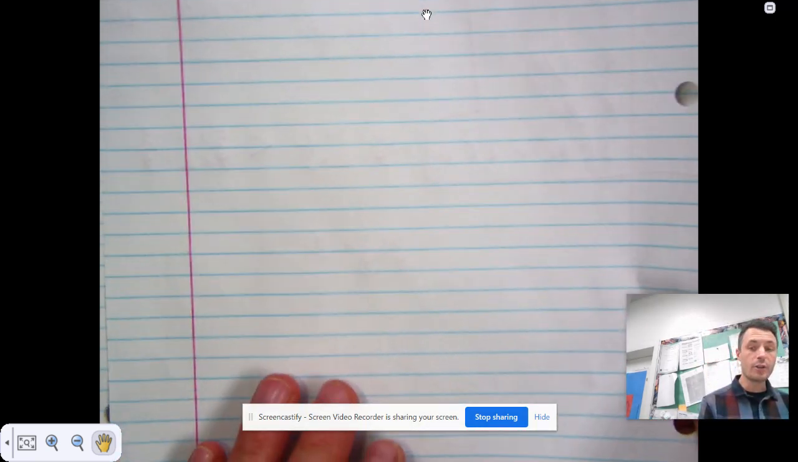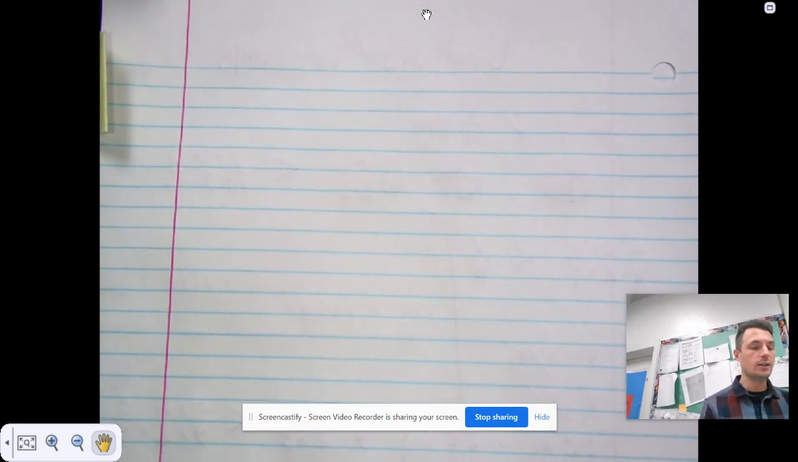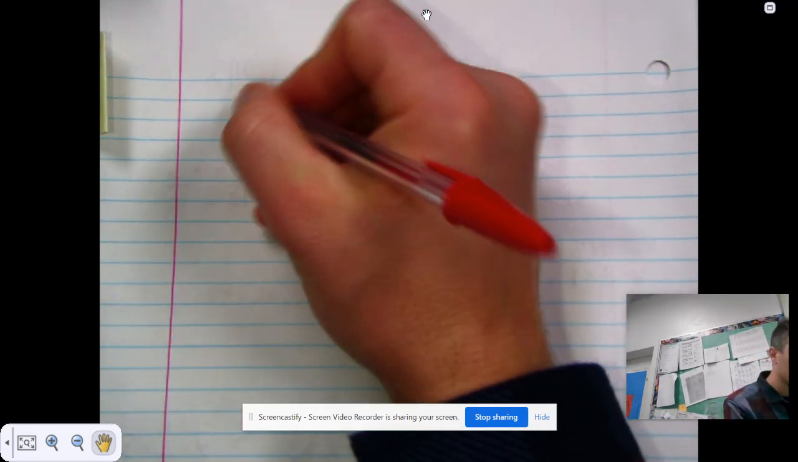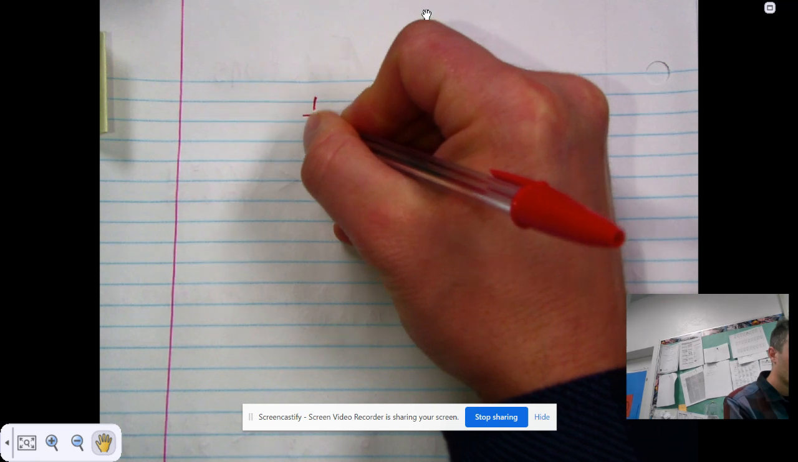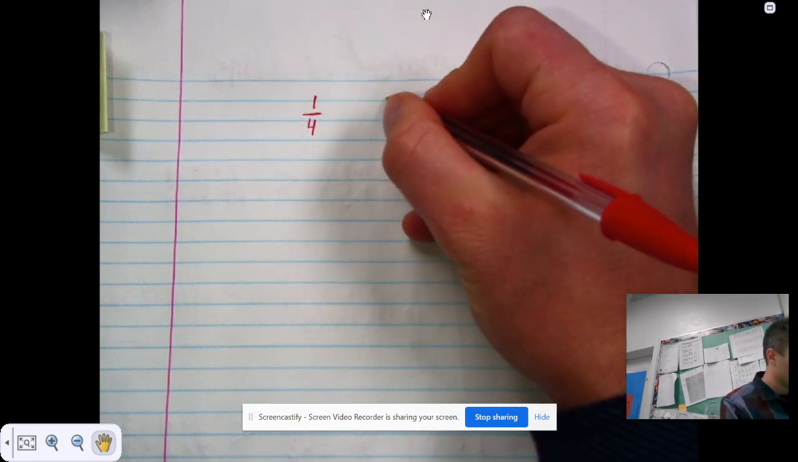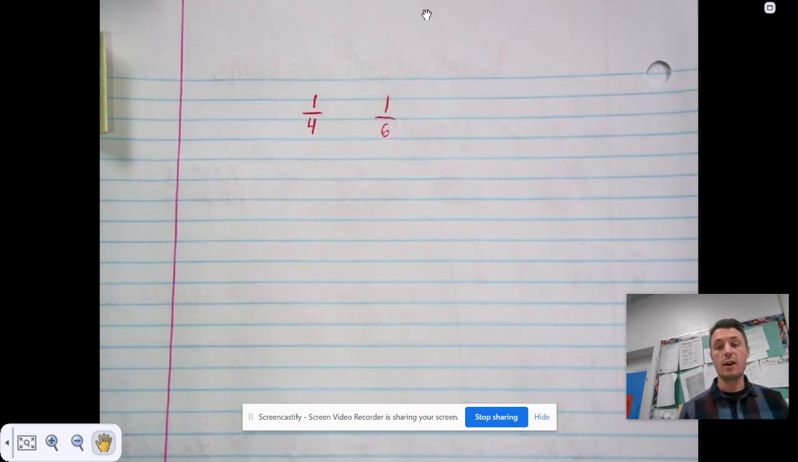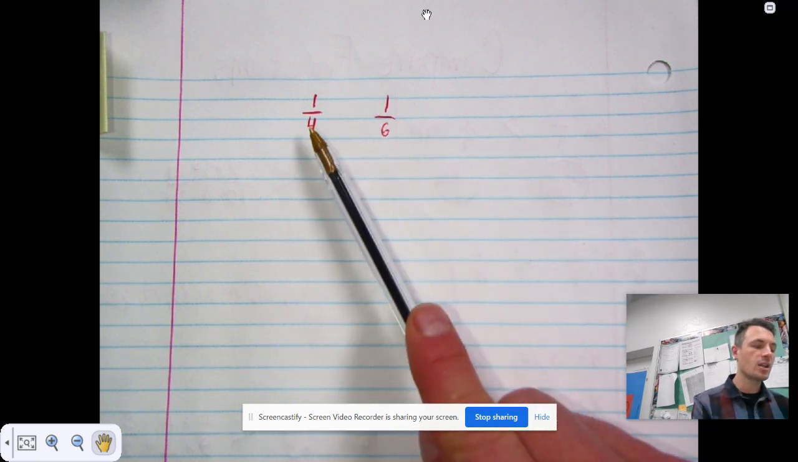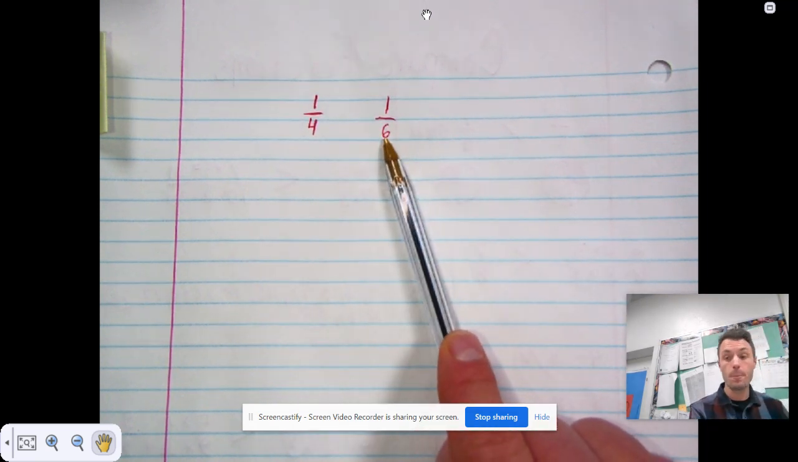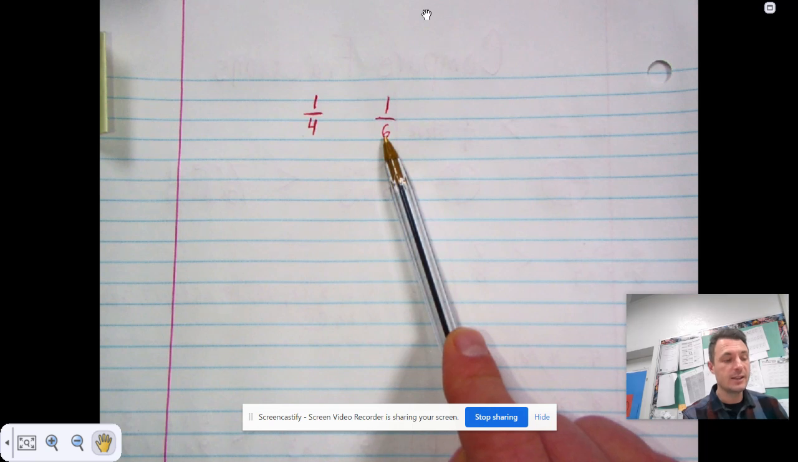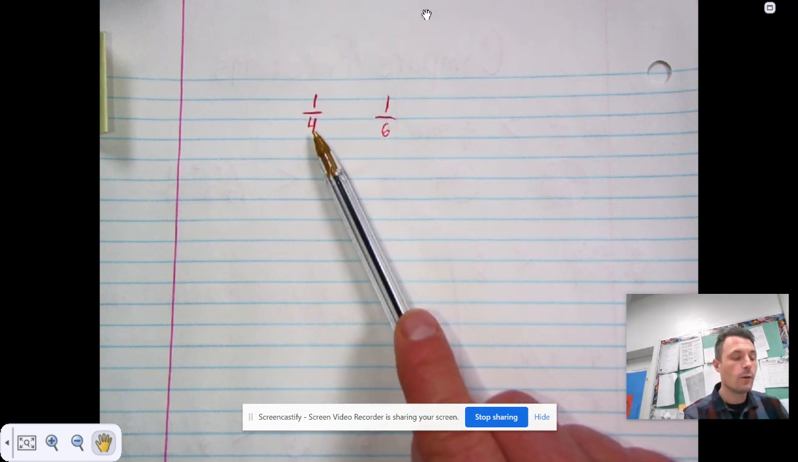Let's do another example. I've noticed that kids need a lot of examples when it comes to finding common denominators. Let's do 1/4 and 1/6. Okay, you want to find out which fraction's bigger. The thing that makes these hard to compare is that they have different denominators. So we find the LCM for 4 and 6, the least common multiple.